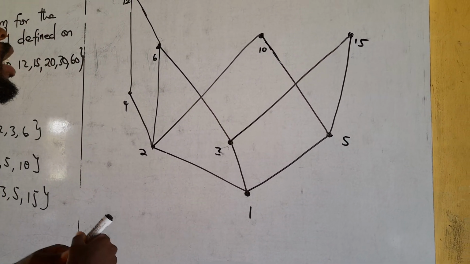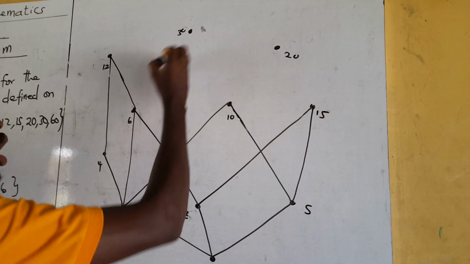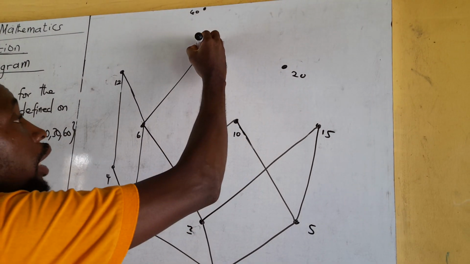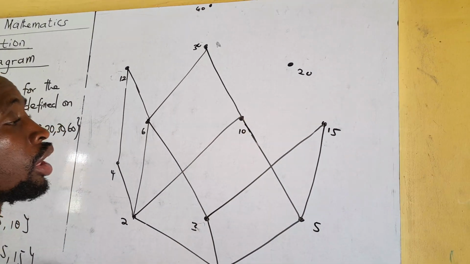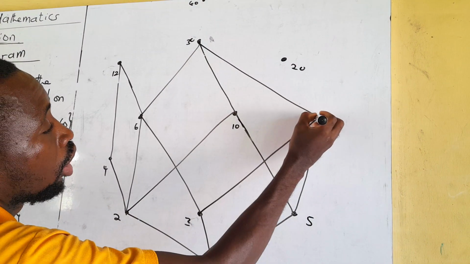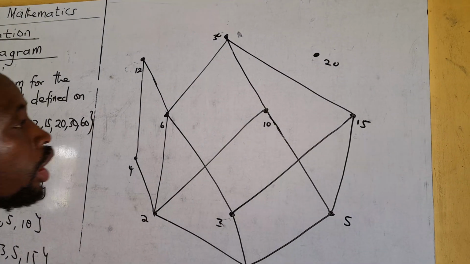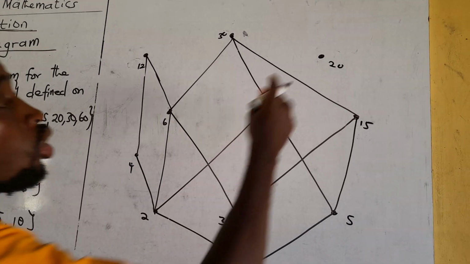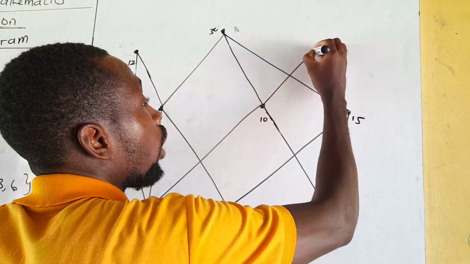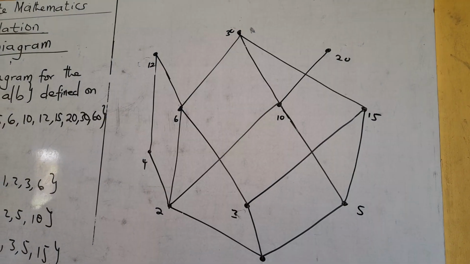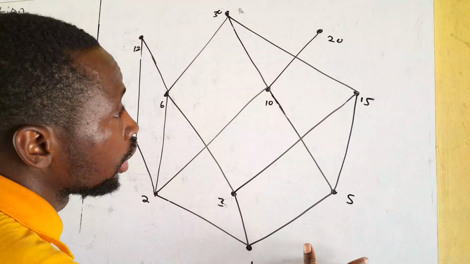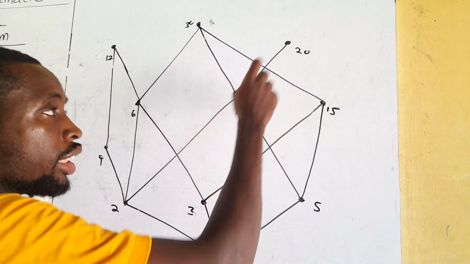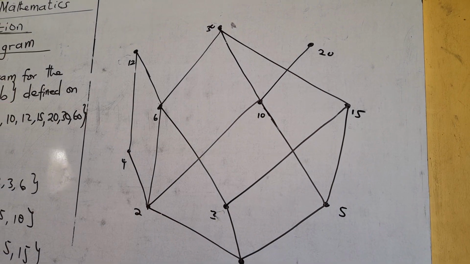The next one is 30. So we see that 6 is a factor of 30. So what again? 10 is a factor of 30. Then 15 is also a factor of 30. I hope you get that. So in that order, 12 is not a factor of 30. Then 20, you see that 10 is a factor of 20. That's all. Is there any number here that is a factor of 20? Yes, 5 is a factor of 20, but 5 is already connected to 10, and 10 to 20. We don't have any problem.